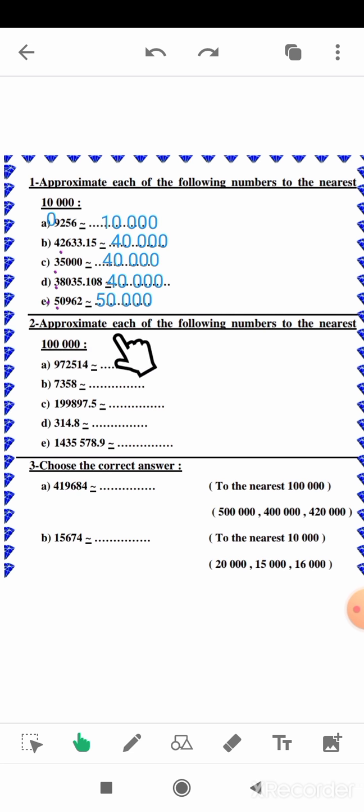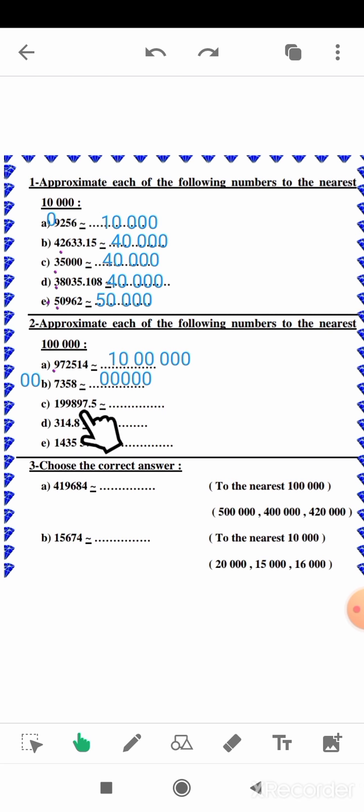Number 2, approximate each of the following numbers to the nearest 100,000. I have here units, tens, hundreds, thousands, 10,000, 100,000. The 100,000 digit is 9, and I will look at the 10,000 digit before it, 7. 7 is a rich number, so it will give 1 to 9 and be replaced by 0, so it will be 1 million. Here I have no 10,000 and 100,000, so I will put zeros. I look at this 0, and it is a poor number, so it will be zeros.